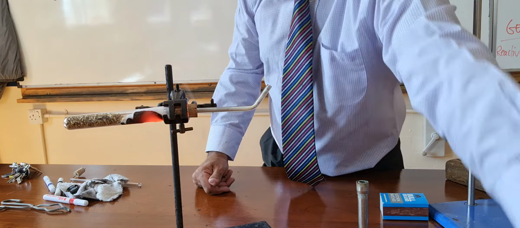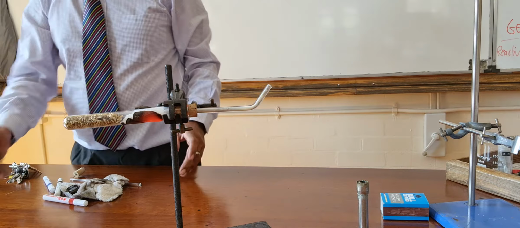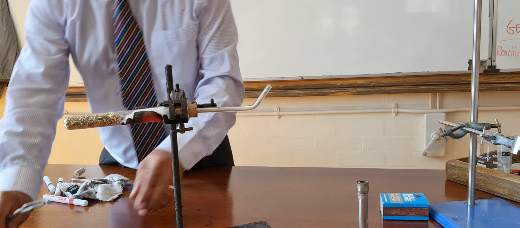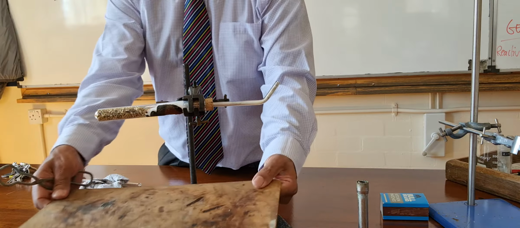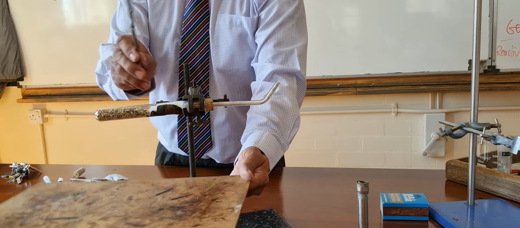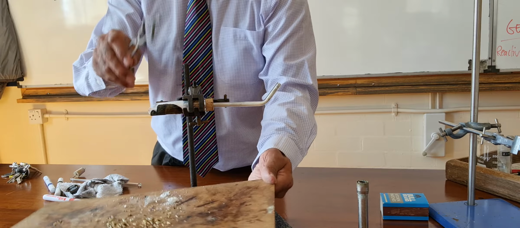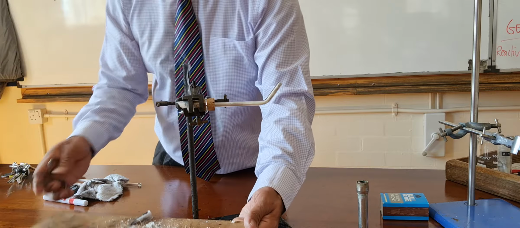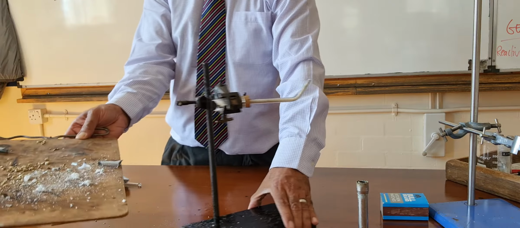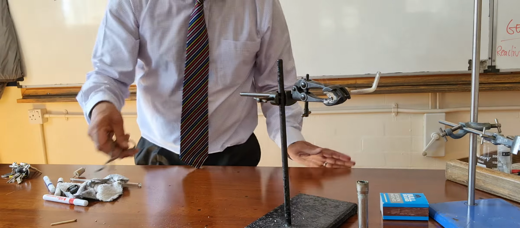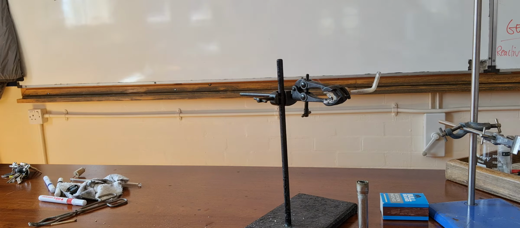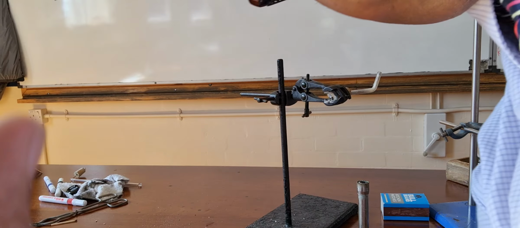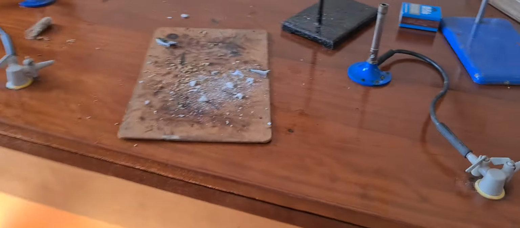I'll turn my Bunsen burners off. I can get a heat-proof mat. Heat-proof mat here. I can break the test tube, and you can see there, let me come around and show you. You can see there, I switch it around.